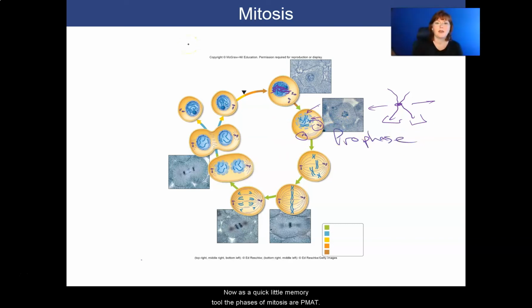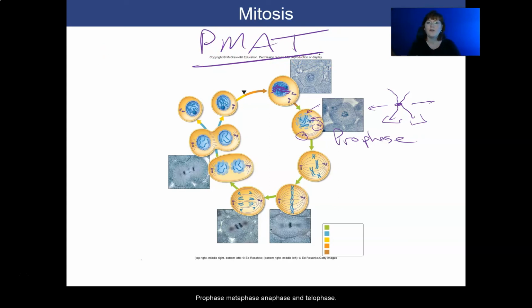Now, as a quick little memory tool, the phases of mitosis are PMAT: prophase, metaphase, anaphase, and telophase.